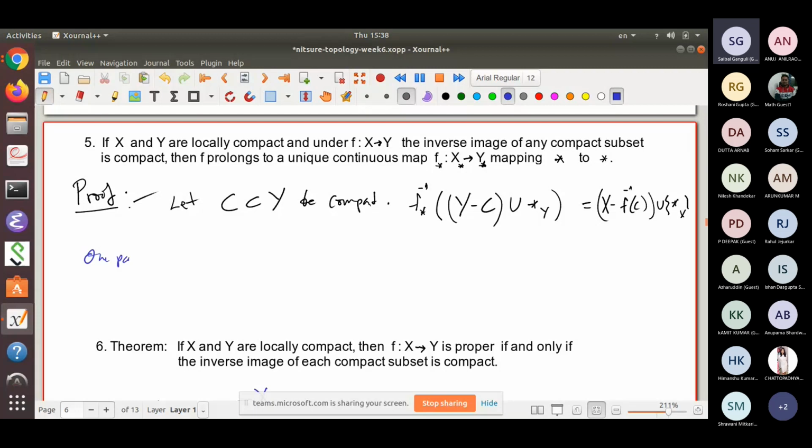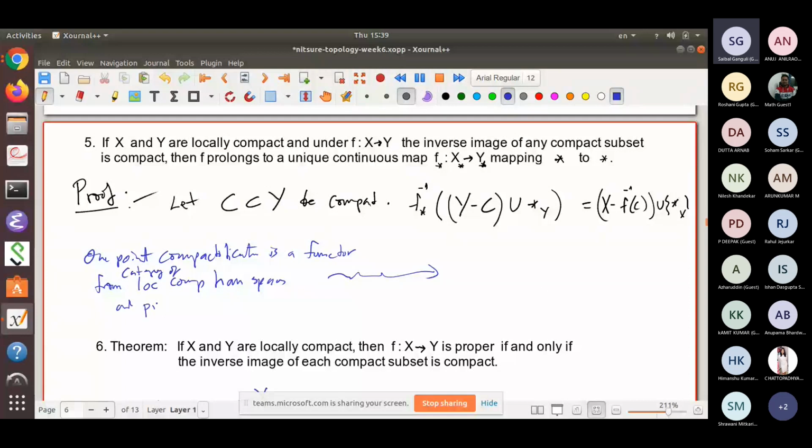One point compactification is a functor from the category of locally compact Hausdorff spaces and proper maps to... this is one category.